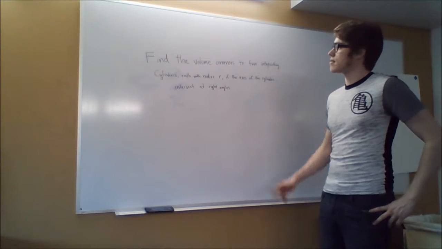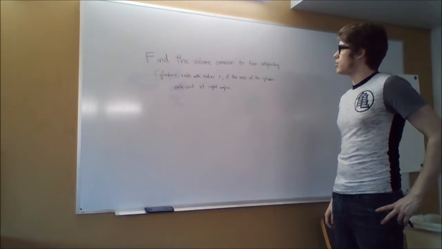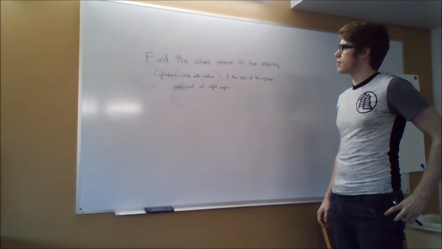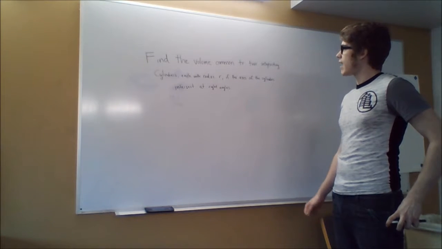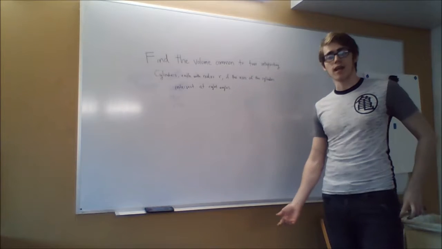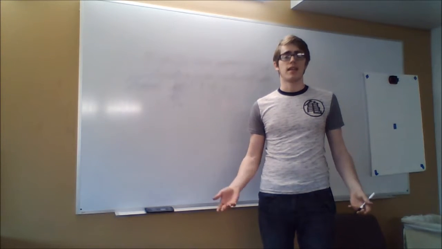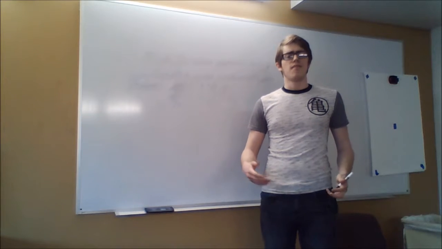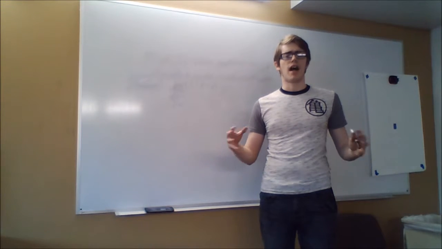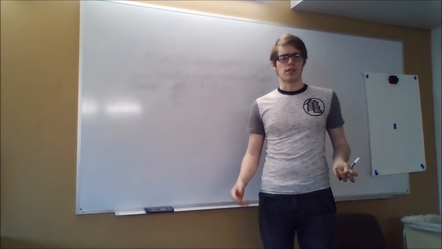Our question asks, find the volume common to two intersecting cylinders, each with radius r, if the axes of the cylinders intersect at right angles. Now at first this might seem complicated because we are taking a volume of a 3D object in which the solid common to the two cylinders isn't so clear.